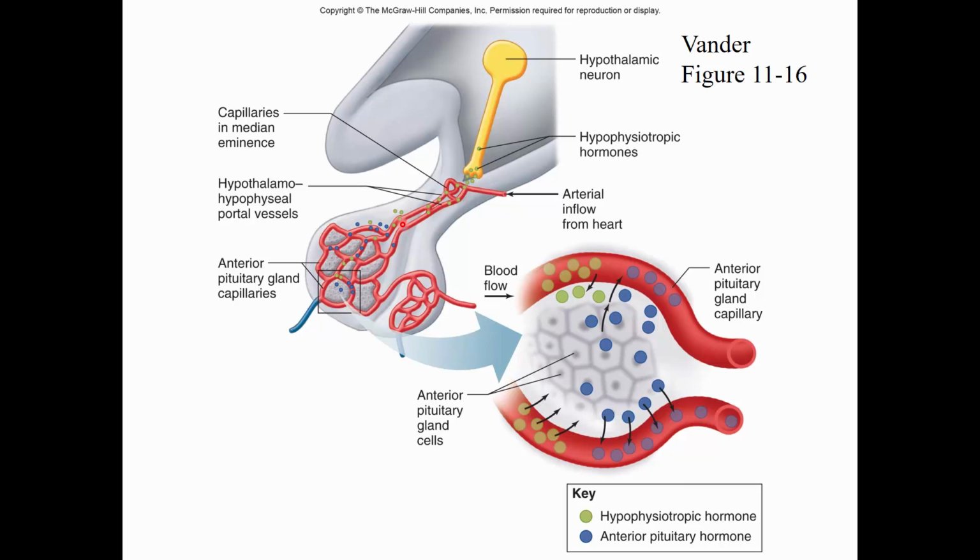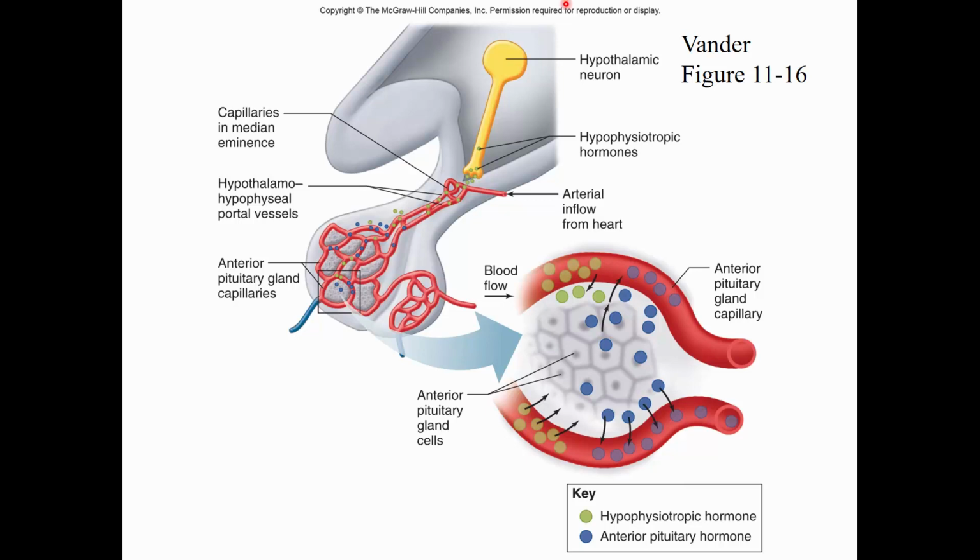So we will learn about three portal systems. One is between the hypothalamus and the anterior pituitary. Dr. Wu will tell you about the portal system in the GI system between the gut and the liver, the hepatic portal system. And then Dr. Katz will tell you about the third one between the glomerulus and the peritubular capillaries in the kidney.